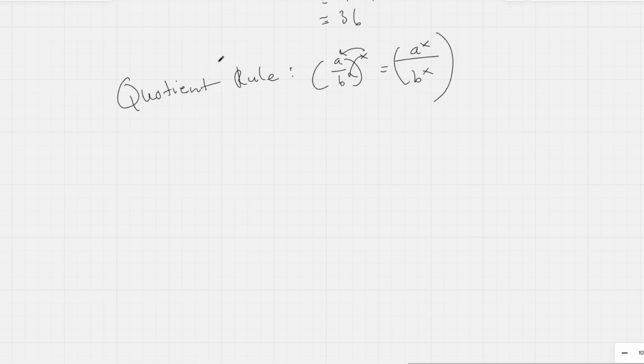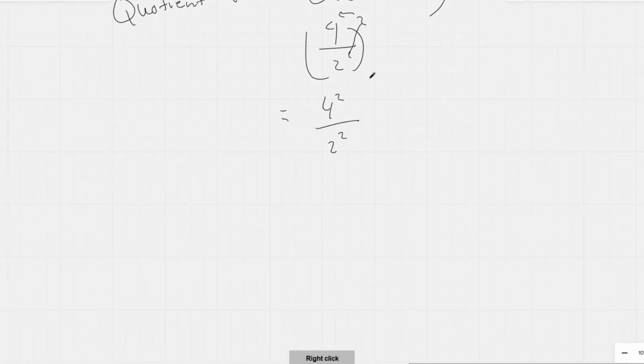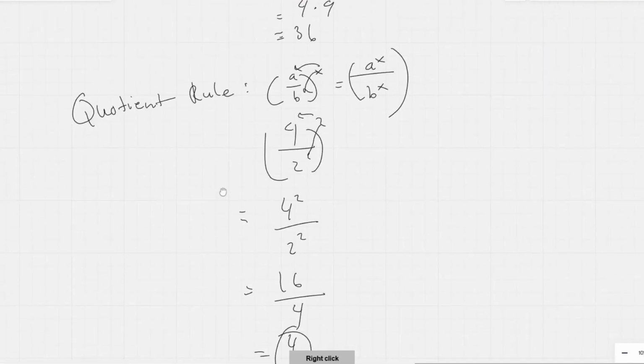All right, let's do a sample question here. Let's say I had 4 over 2, squared. How can I do this? To do this, I would want to distribute my 2 to both the numerator and the denominator. So it would be 4 squared over 2 squared, right? And what would this be? What's 4 times 4? It's 16 over 2 times 2, which is 4. And 16 over 4 is 4. So therefore your answer here is 4. And that's how you can use the quotient rule.